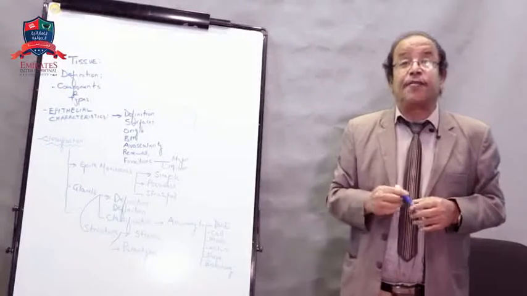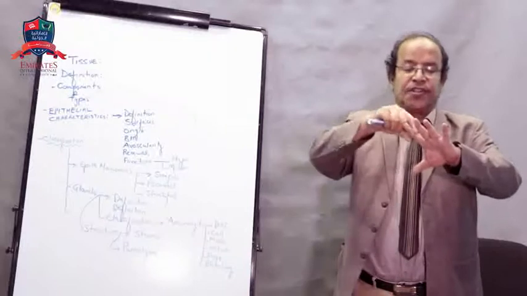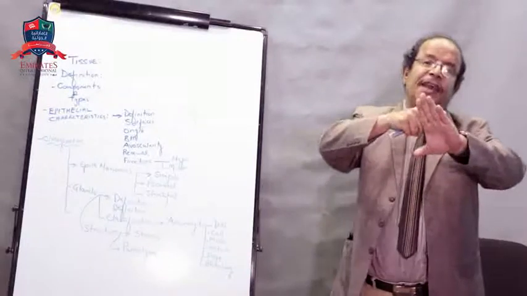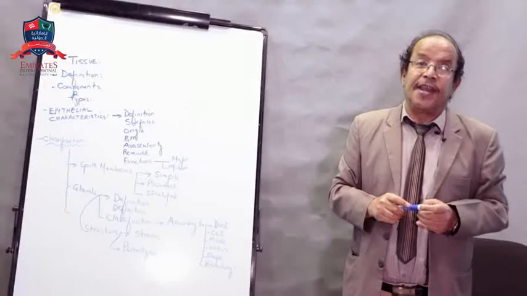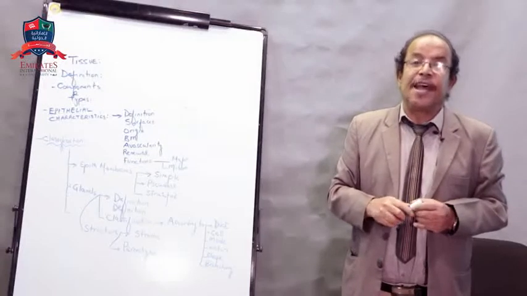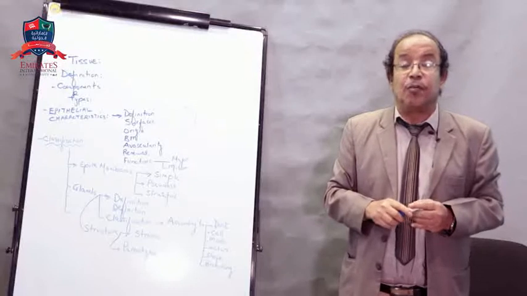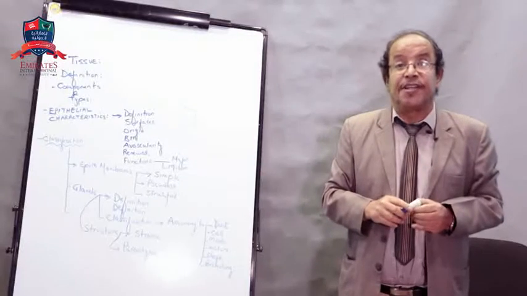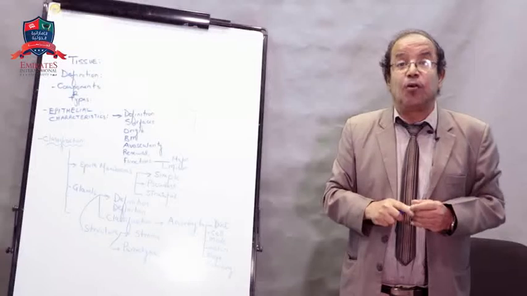Some other cells have got cilia. Cilia are hair-like processes which project from the apical surface of the epithelium. These types of epithelial cells, where will you find them? In the respiratory tract, and you can also find them where? In the fallopian tube.